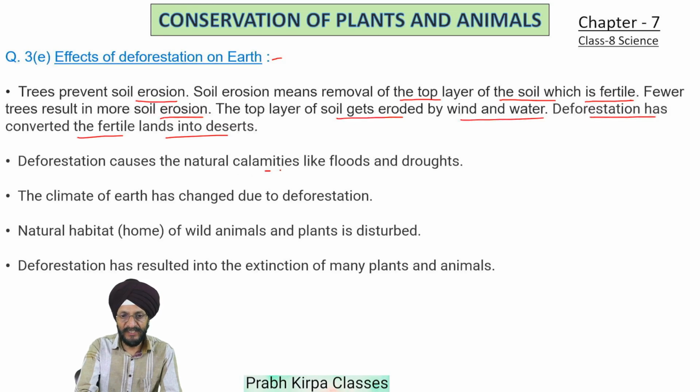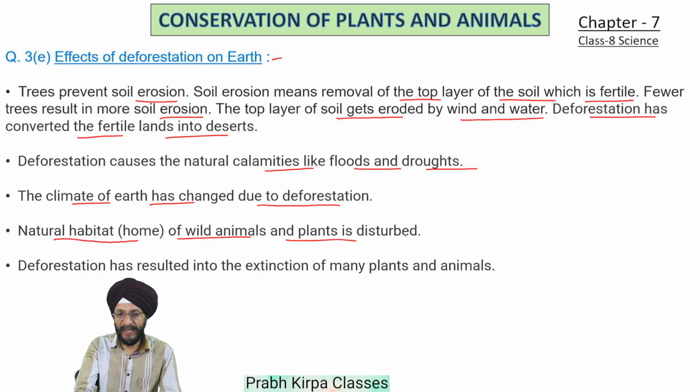Deforestation causes natural calamities like floods and droughts. Next, the climate of the earth has also changed due to deforestation. When deforestation takes place, the natural habitat that is home of wild animals and plants is disturbed. Deforestation has resulted in the extinction of many plants and animals, and many plants and animals are on the verge of extinction.